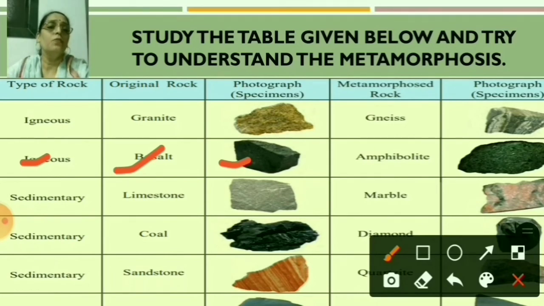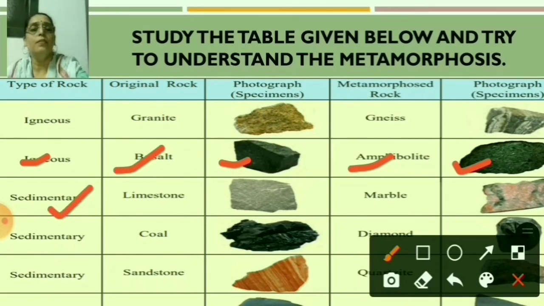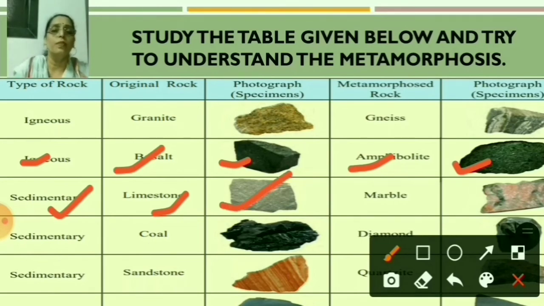The metamorphosed rock is amphibolite. Okay, and this is the photograph of amphibolite. Next is sedimentary. Original rock is limestone. This is the photograph of limestone. Then metamorphosed rock is marble. And this is the photograph of marble.